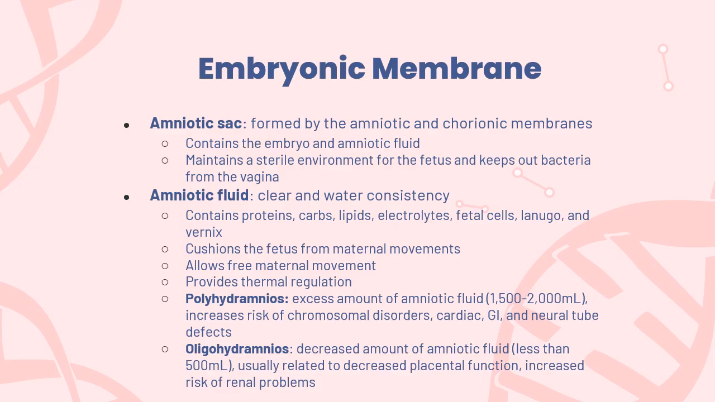You'll see a lot of oligohydramnios babies are typically on the smaller side, because they just don't have as much fluid, as much room to grow. And your polyhydramnios babies are also at higher risk of having their umbilical cord come out, which is an umbilical cord prolapse.